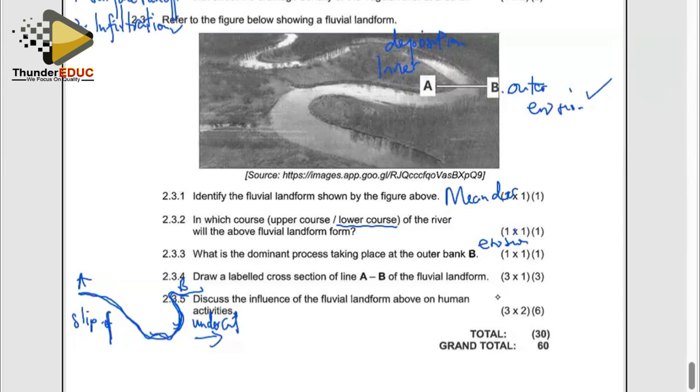Discuss the influence of the fluvial landform above on human activities. The meander, how is it influential over human activities? We can talk of fertile soils for farming. It can avail fertile soils for agriculture, which is a positive impact on humans, and also recreational activities.